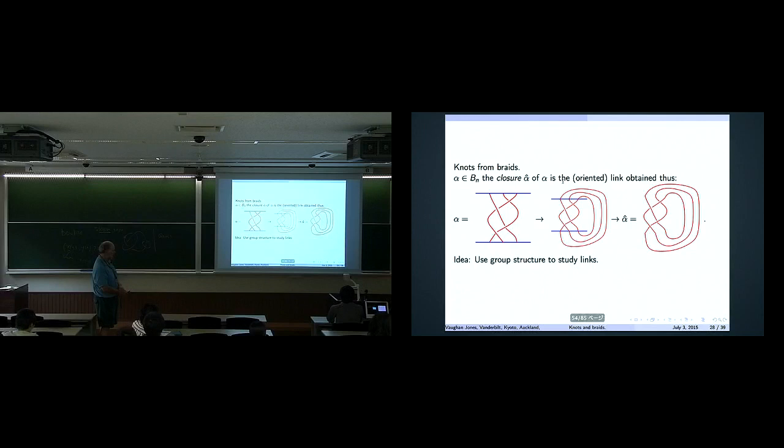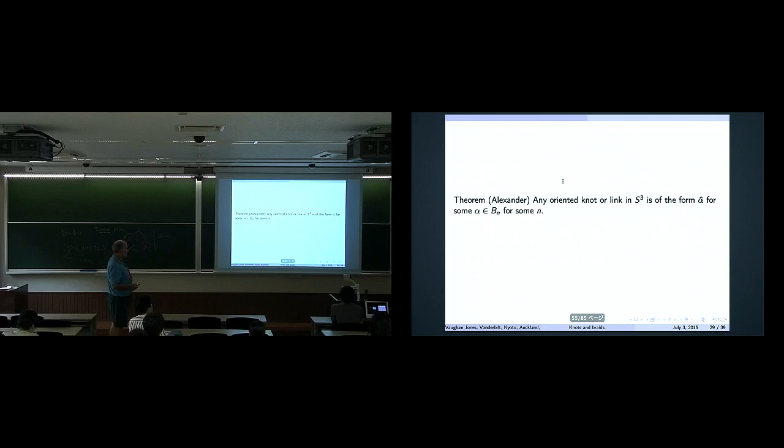All right, and the idea that was around for a while in the 20th century, and came into its own in the late 20th century, was to use the group structure of the braid group to study links. These links are sort of wild stuff, they don't have any group structure, but braids are very organized and they form a group, and mathematicians love groups, so the hope was to be able to use group theory to study links. There are some obstructions to that.